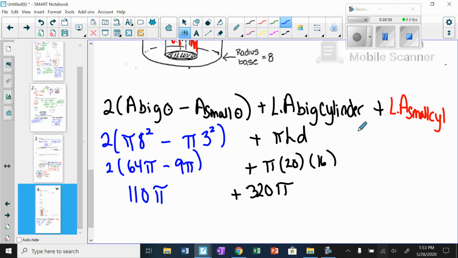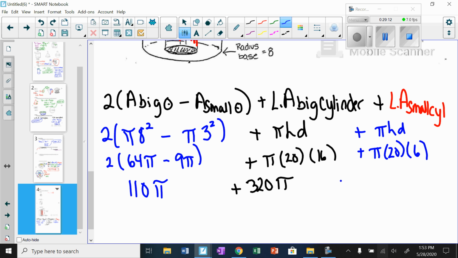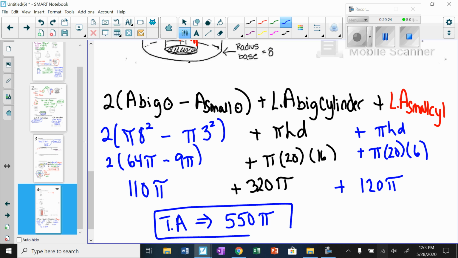Now the lateral area of the small cylinder is going to be pi h d again, but a different diameter. So pi, our height is still 20. This time our diameter is not 16, it's going to be 3 times 2, which is 6. So that's going to be plus 120 pi. So our total area is going to be 550 pi units squared.